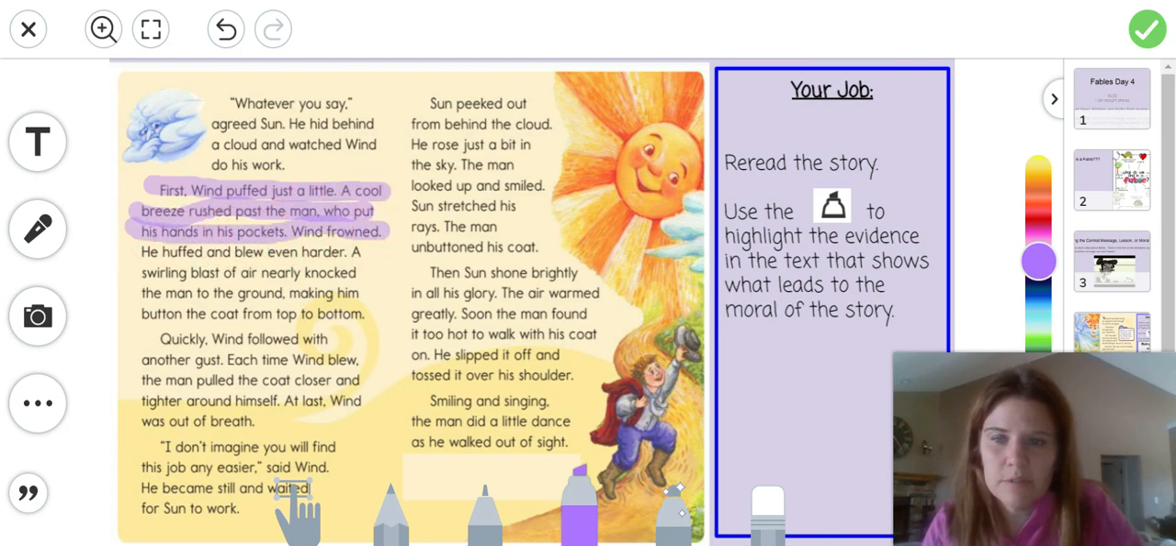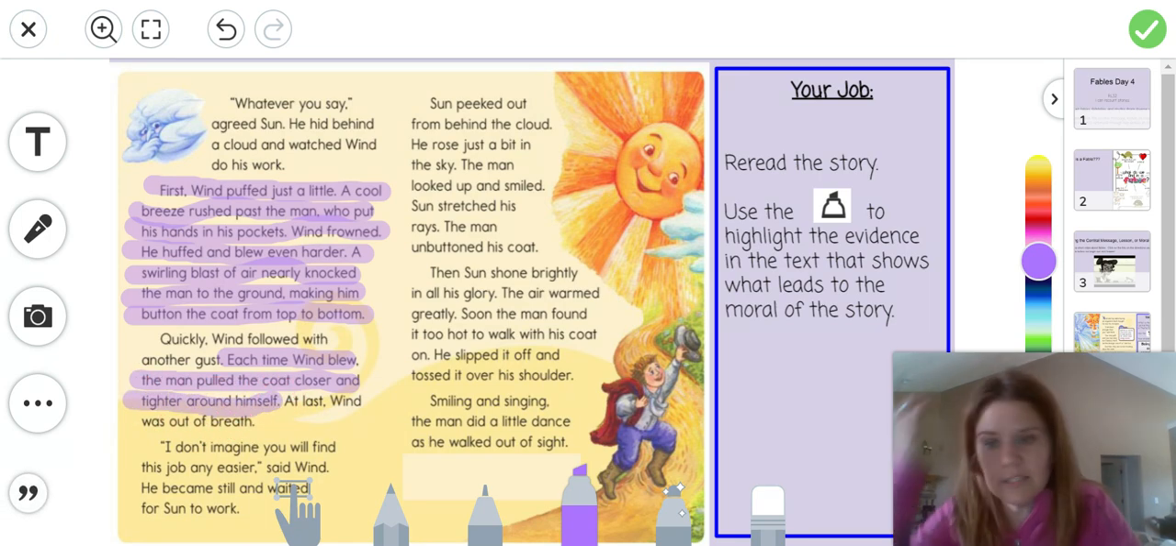Wind frowned. He blew even harder. And the air almost knocked the man down. So he buttoned his coat from top to bottom. So instead of the man doing what he wanted, it actually made him do just the opposite. Okay, and then it says Wind followed with another gust. Each time he blew, the man pulled his coat even closer and tighter around himself. So he did not like that.